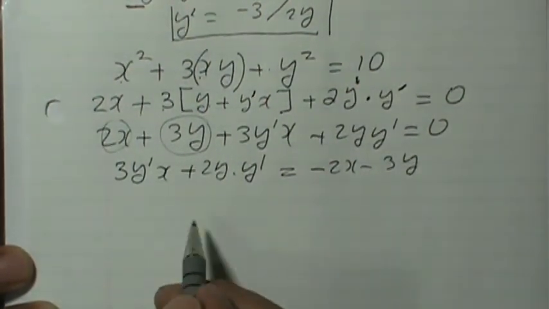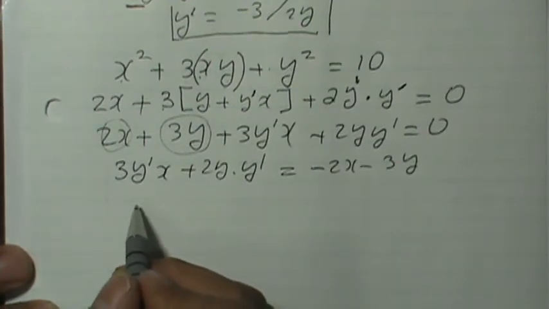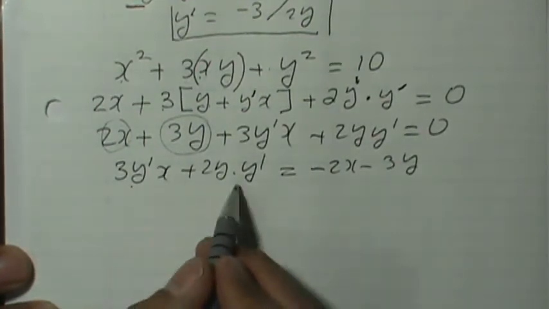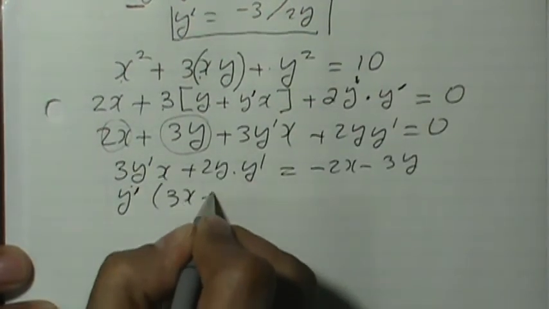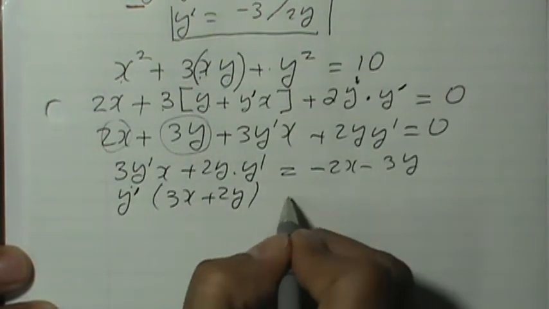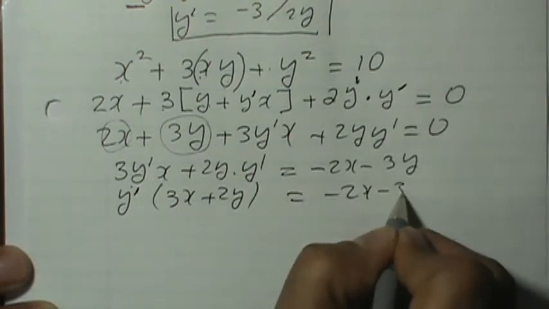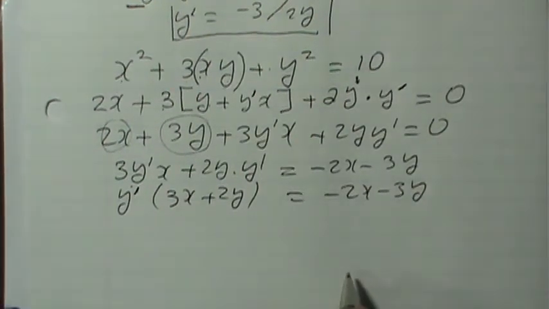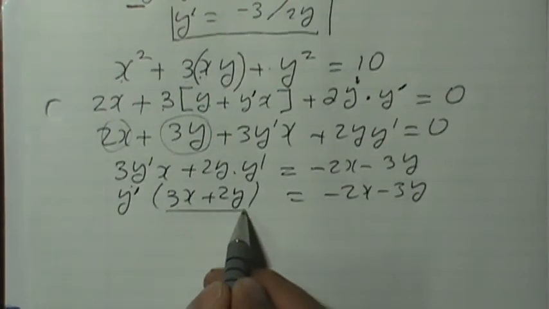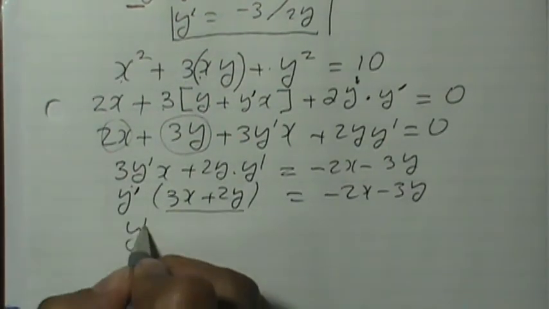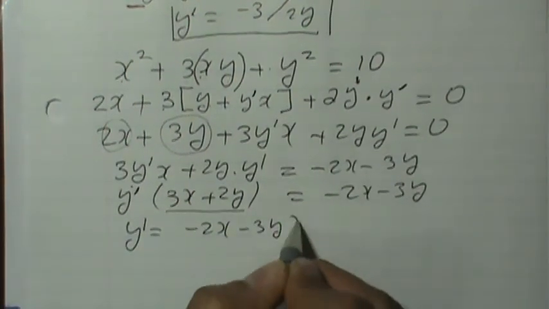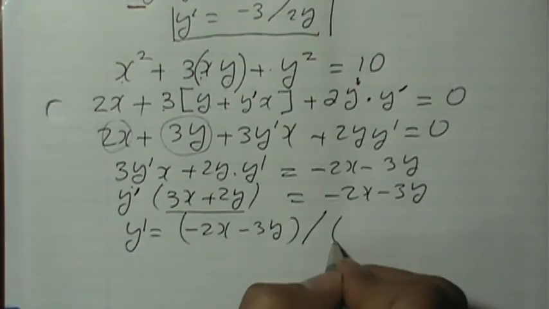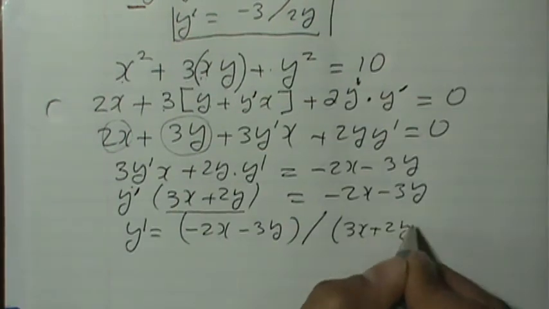Now here, to get y prime by itself, I see a common factor. Y prime is in both terms, so we take a common factor of y prime. We are left with 3x plus 2y, bracket close, equal to negative 2x minus 3y. Now at the end, to get y prime by itself, we divide both sides by 3x plus 2y. So y prime would equal negative 2x minus 3y divided by 3x plus 2y.